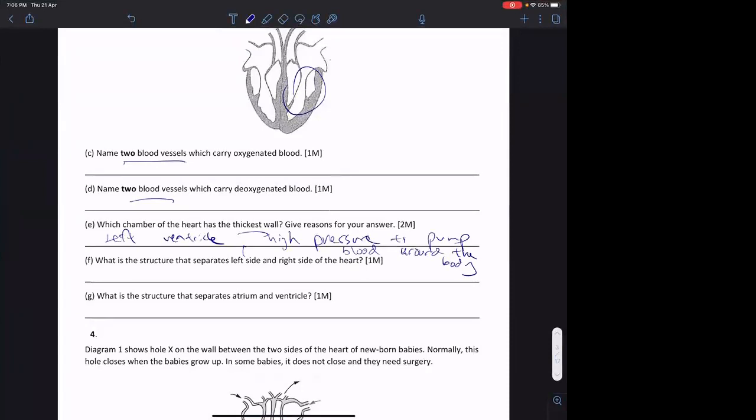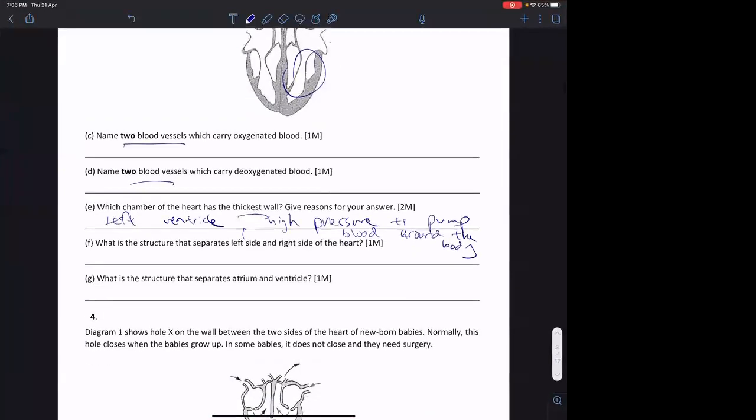All right, let's continue with F. What is the structure that separates the left and the right side of the heart, which is this part here? This is called the septum, S-E-P-T-U-M. That's the thing separating these two.